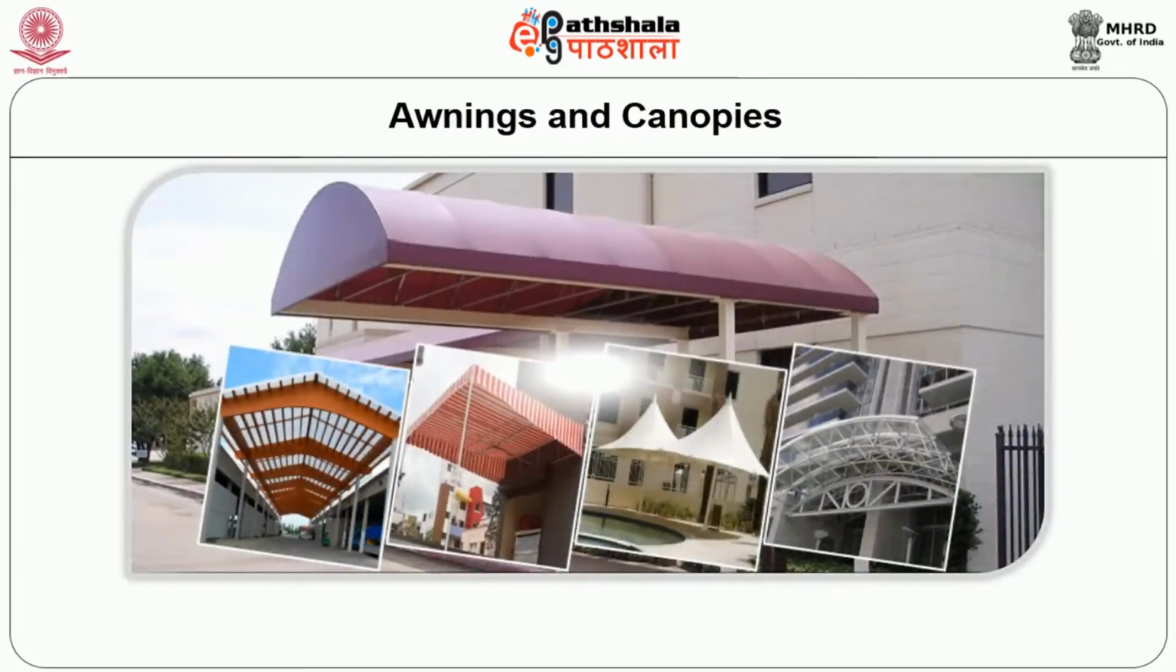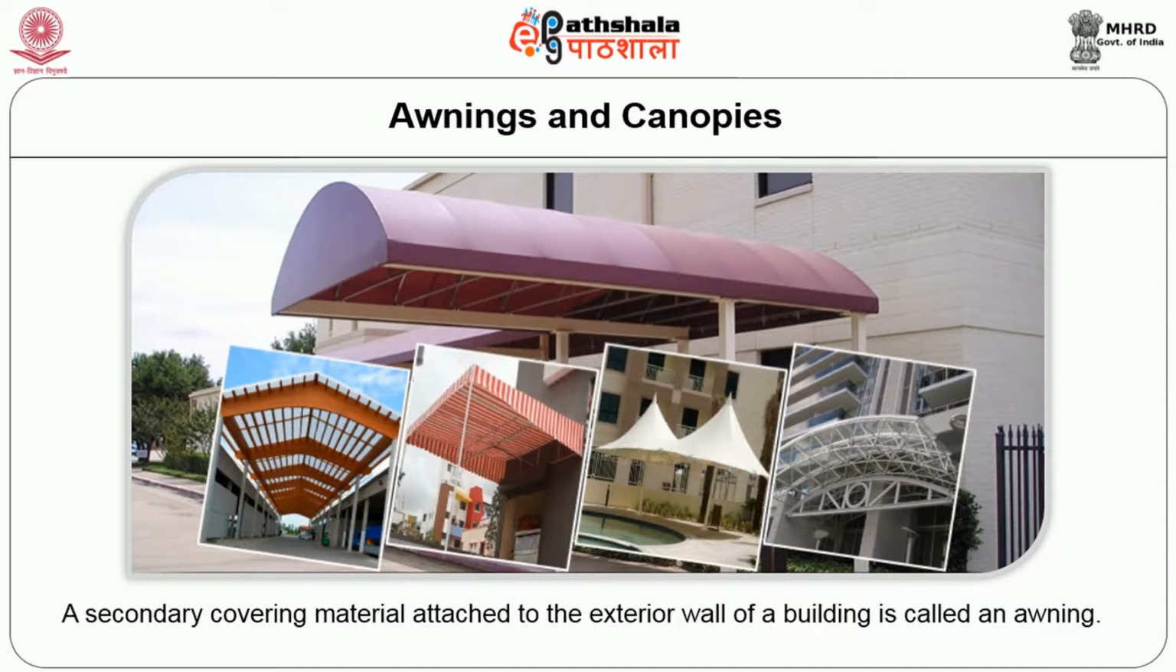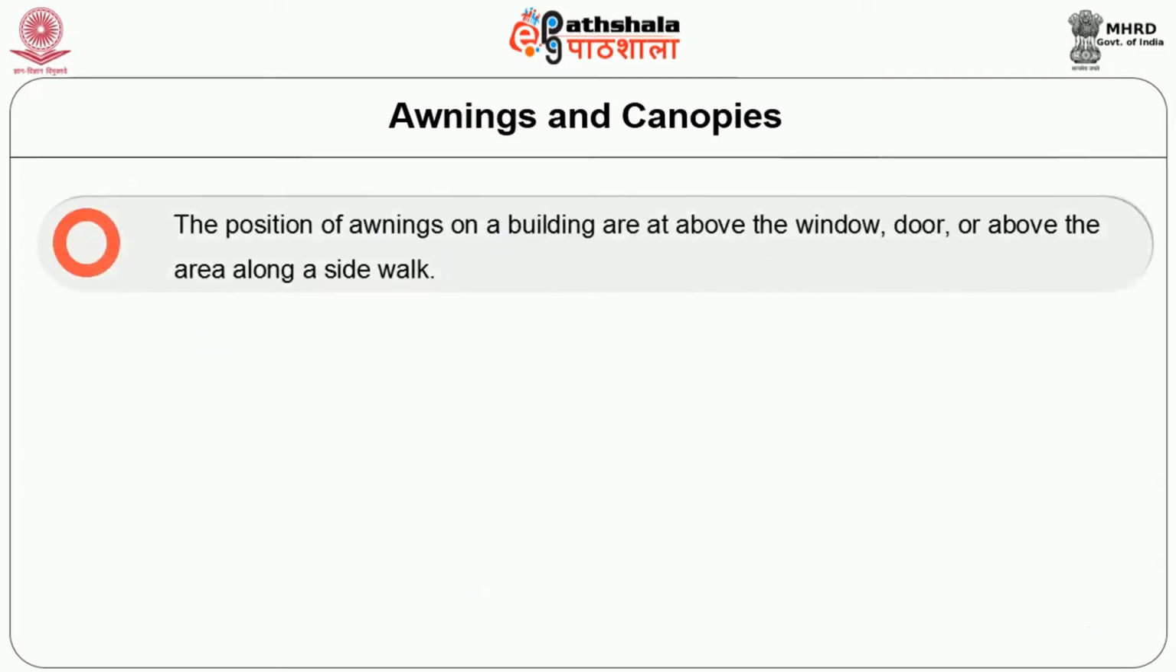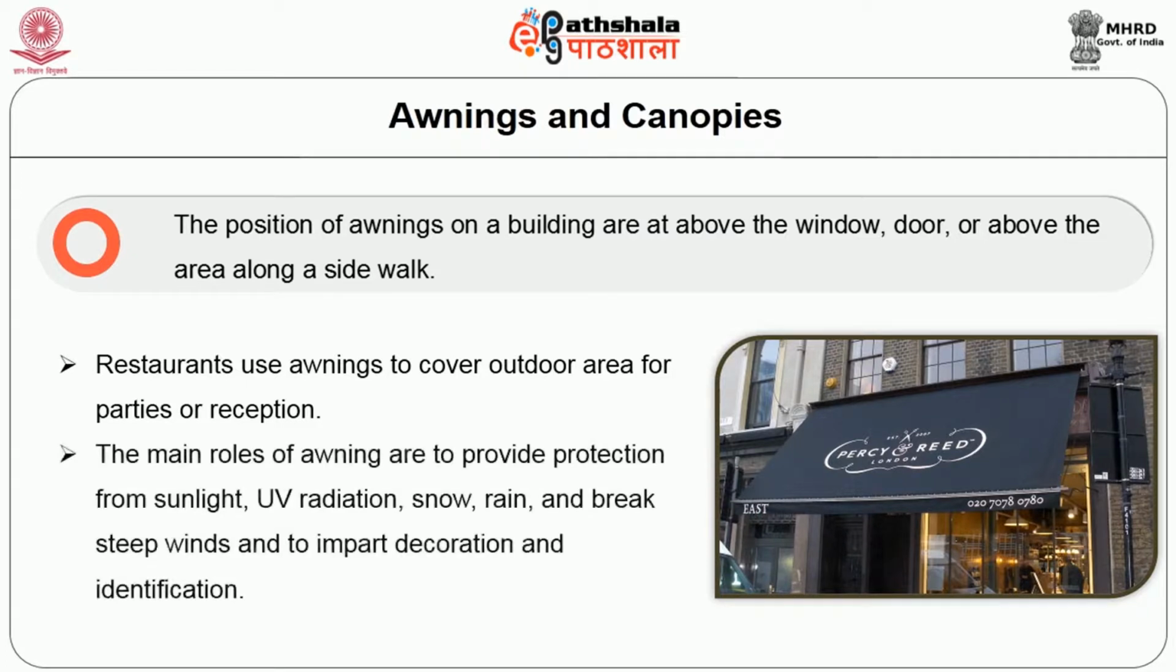The next type of Buildtex is Awnings and Canopies. A secondary covering material attached to the exterior walls of the building is called Awnings. Awnings are positioned above the windows, doors and above the areas along the sidewalk. Restaurants use Awnings to cover outer areas for parties and receptions.